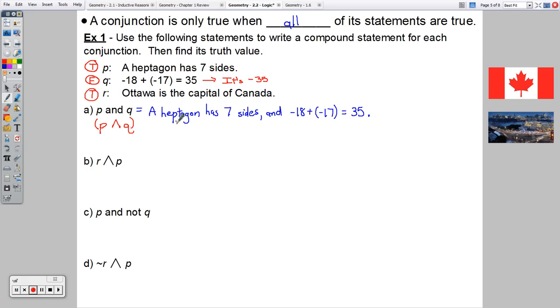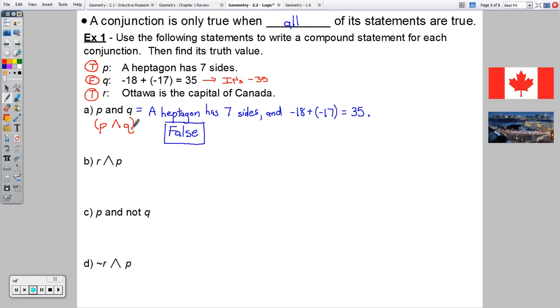So now let's determine the truth value. Is this a true statement? Are both of these things true? Remember, they both have to be true, or all of them if there are more than 2, for the whole statement to be true. So a heptagon has 7 sides. Yes, that's true. But is it also true that statement Q, negative 18 plus negative 17 equals 35? No. So is this a true compound statement, a true conjunction? No, this is false.